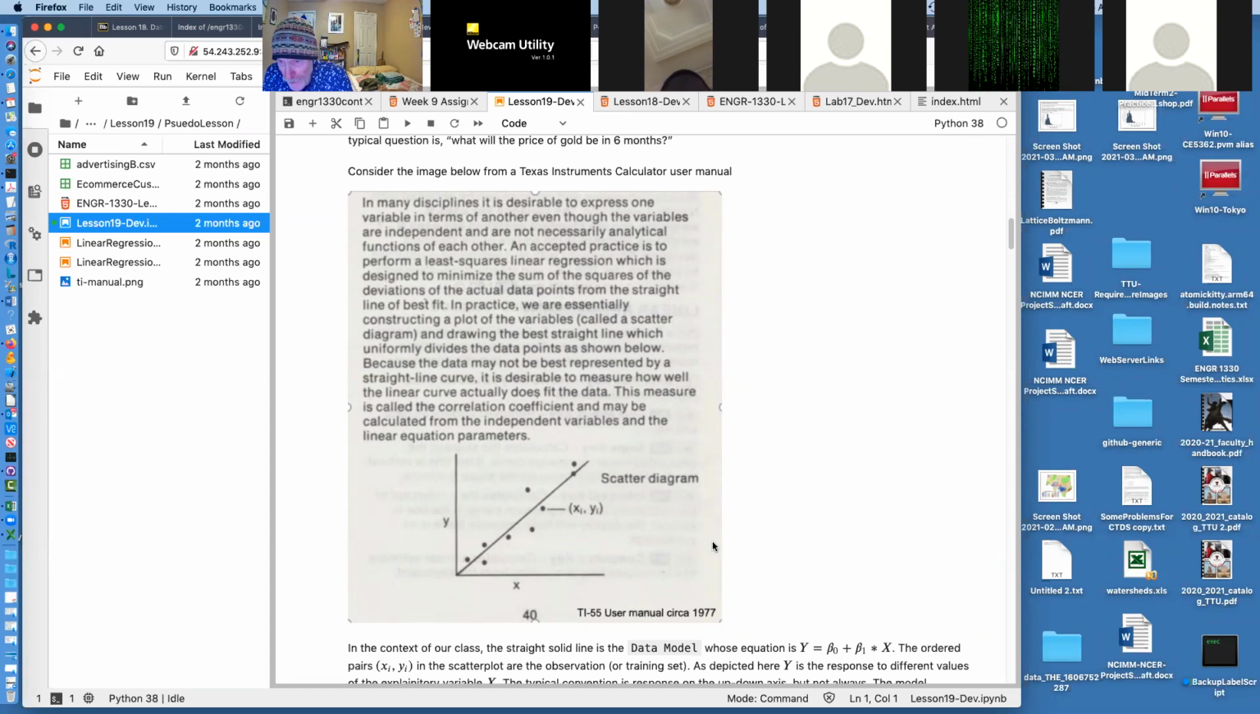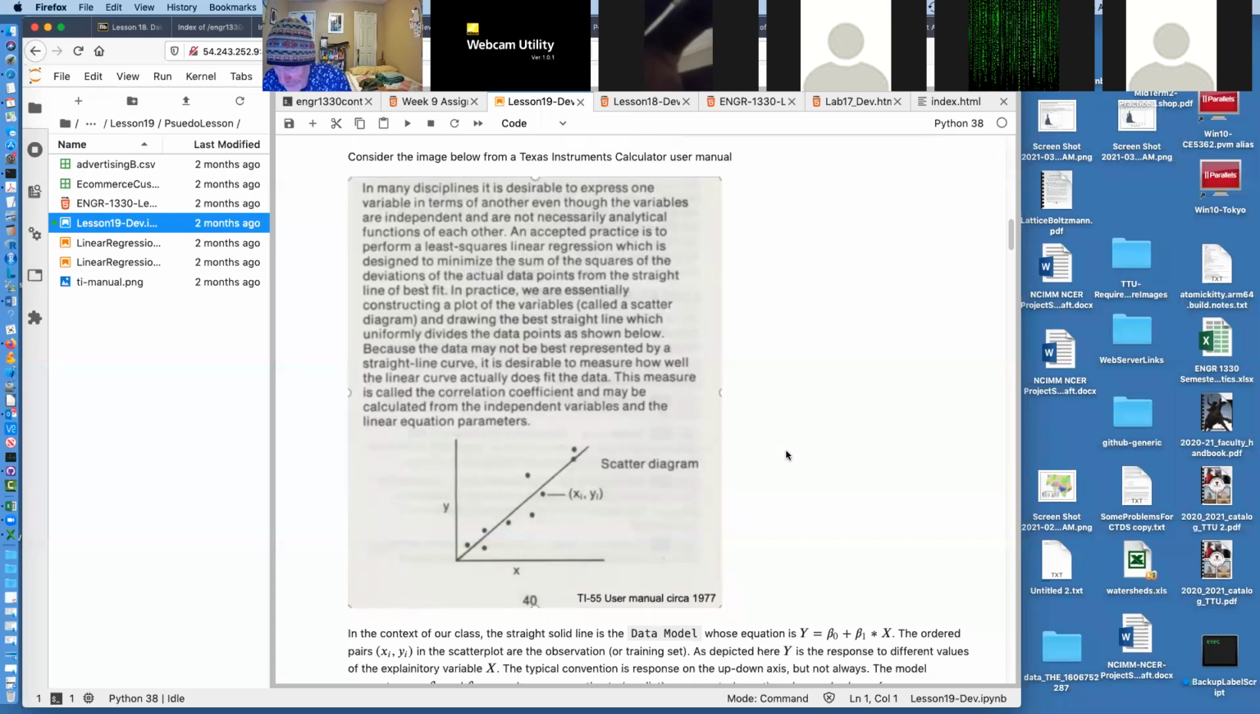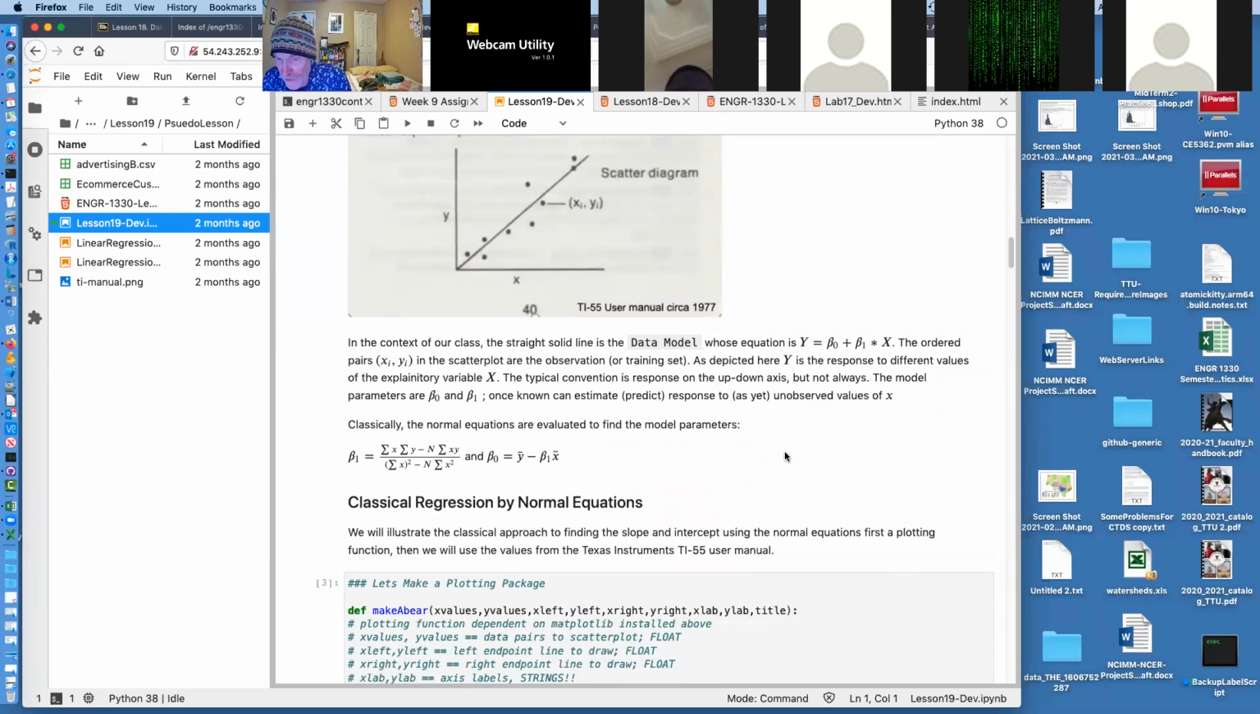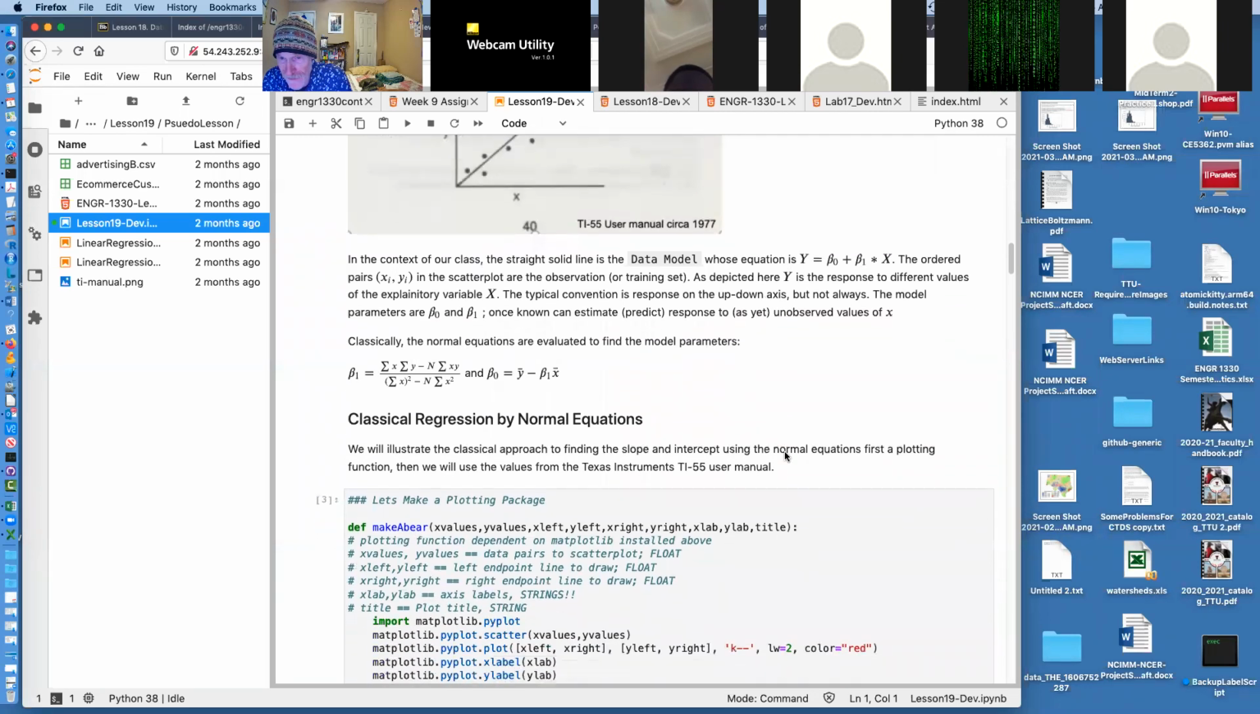We have the added bonus feature that because the data may not be a straight line, we have to also measure how well the linear curve or affine function fits the data. This measure is called the correlation coefficient and can be calculated from the independent variables in the linear equation parameters. You will get very familiar with correlation in lab today. So other than just stating how to do it, we will save that for lab.